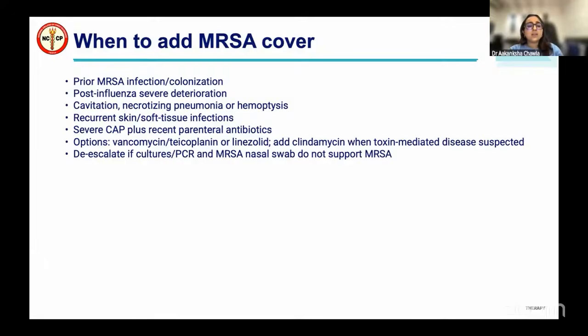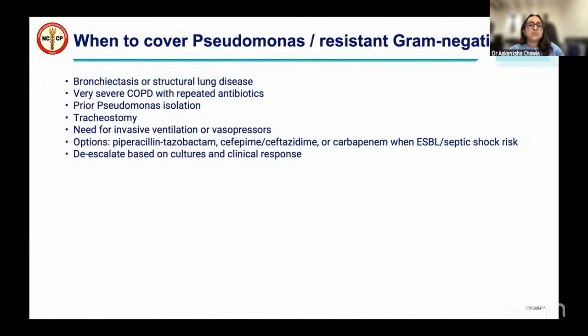When do we cover Pseudomonas or resistant gram-negatives? Pseudomonas when there is underlying structural lung disease, bronchiectasis, a patient with very severe COPD with repeated antibiotics, prior Pseudomonas isolation, if the patient is requiring invasive ventilation or is on high-dose vasopressors. The treatment options are piperacillin-tazobactam, cefepime, ceftazidime, or carbapenems when ESBL or septic shock is the risk.